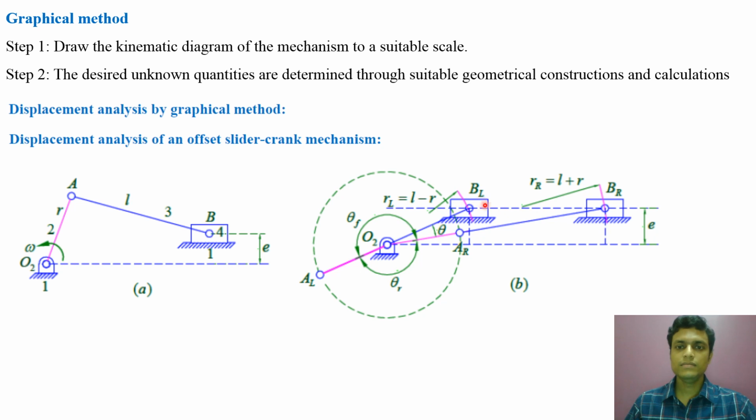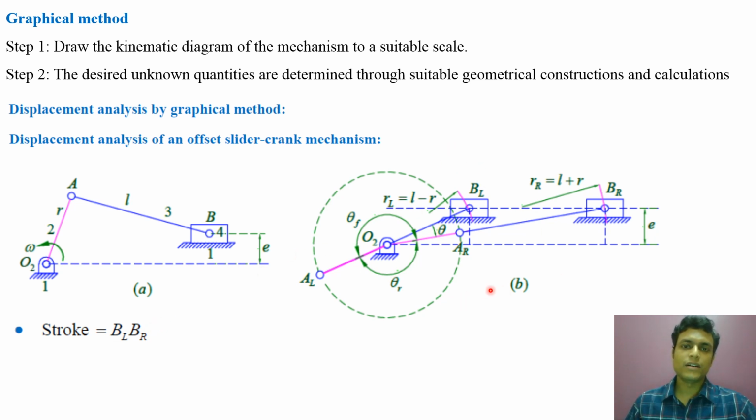So this is the leftmost position of the slider, and at this instant the crank overlaps the connecting rod. O2AL is the position of the crank and ALBL is the orientation of the connecting rod. The slider cannot move beyond this position from the left. So these two are the extreme right position and extreme left position. The distance between BL and BR is the stroke. So our stroke is BLBR.